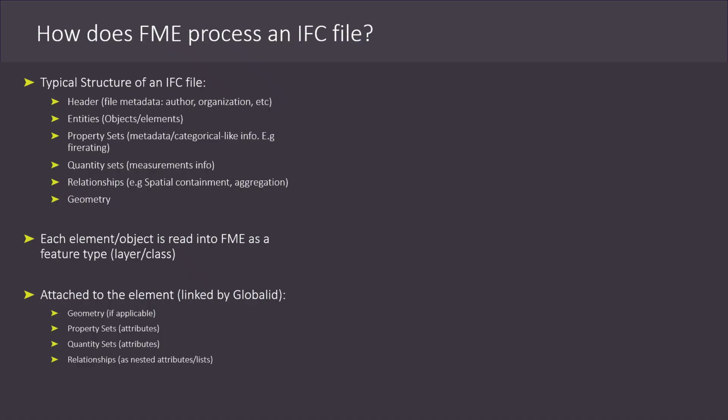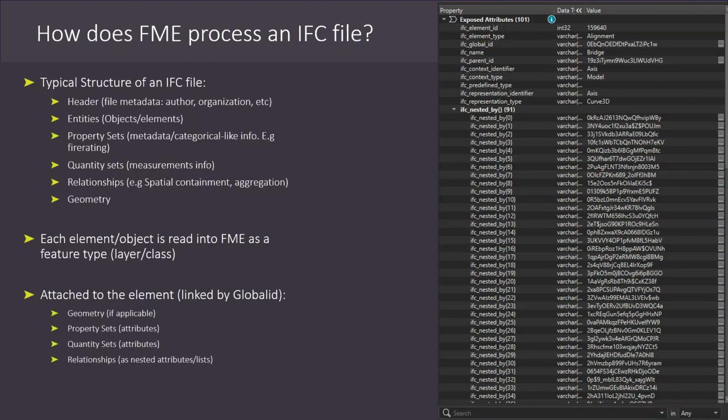So this is an example of one being read in to FME and having a look at the information window. And you can see it's read some of the values in, like you can see at the top where it's an alignment from part of a bridge. And all the nested values is where it has all the relationships of everything that it relates to. So just giving you a bit of an idea there.